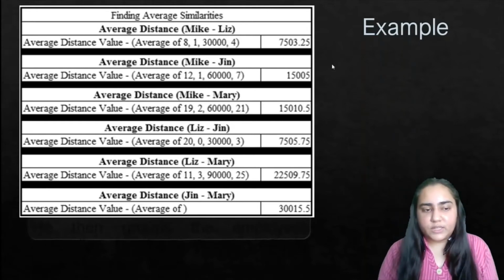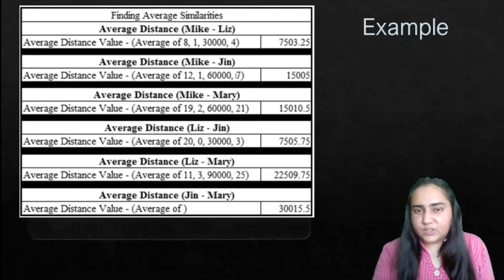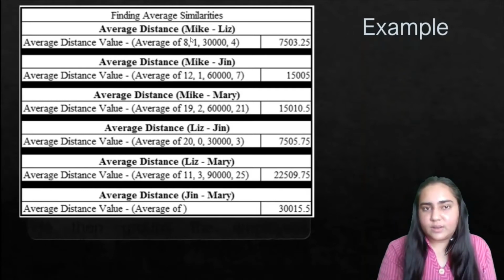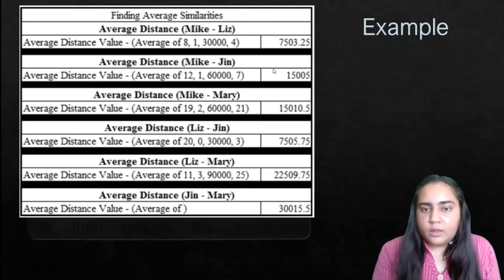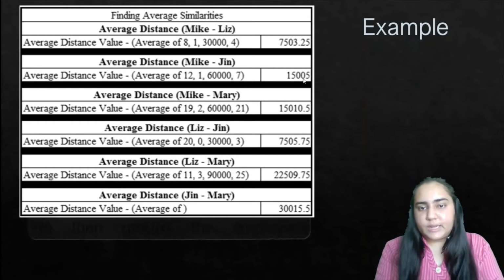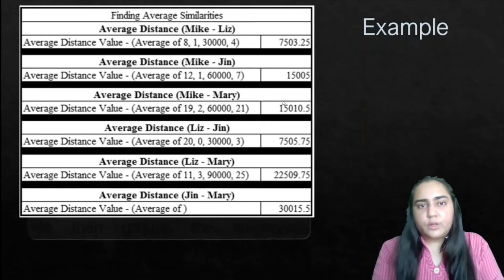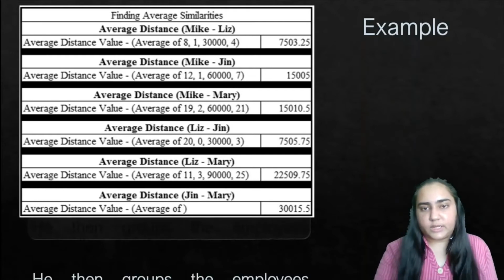Now we just have to look at our data and see which of these is smaller. So just pick the smallest 3. You can say that Mike and Liz have very little distance because it's only 4 digits. This one also is only 4 digits, right? And we can perhaps pick even Mike and Jin to be less, but everything else is higher. So depending on how many clusters you want and how you want to form them, you will decide it.